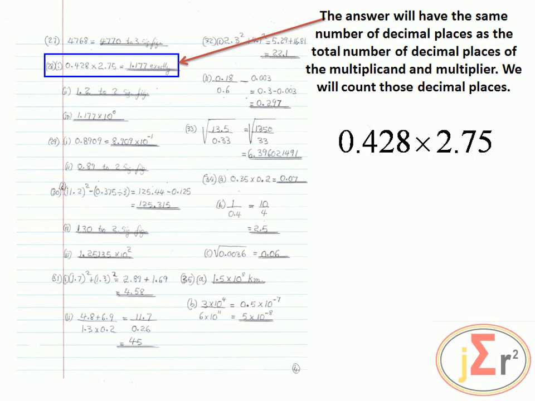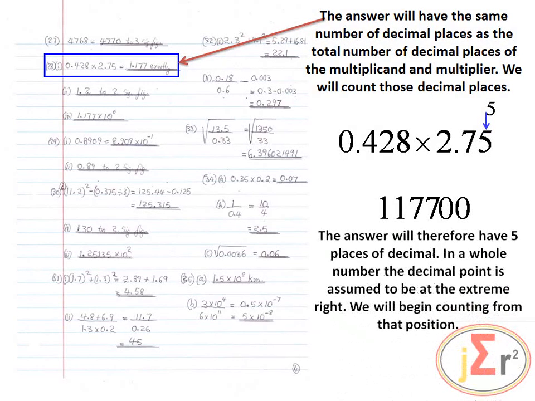1, 2, 3, 4, 5. So there we have 5 decimal places. The answer that we have will also have 5 decimal places. The answer will therefore have 5 places of decimal. In a whole number, the decimal point is assumed to be at the extreme right. We will begin counting from that position.